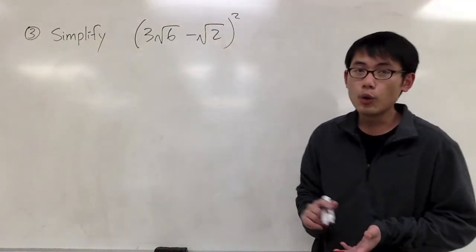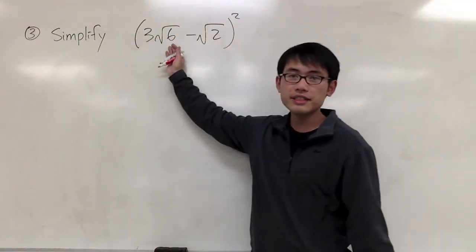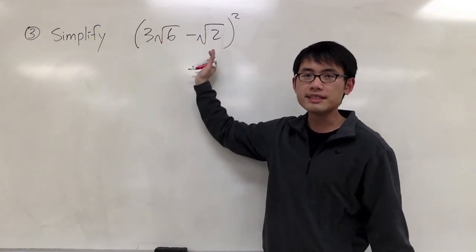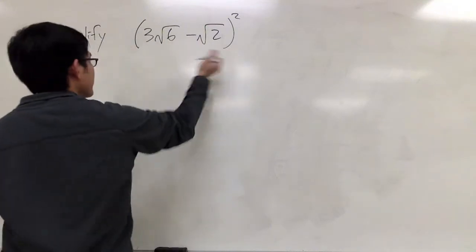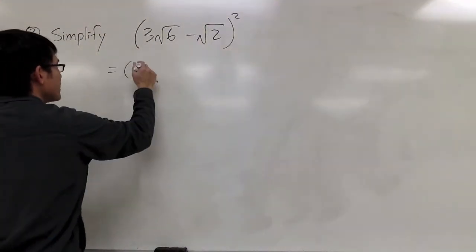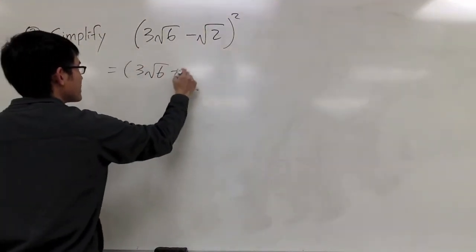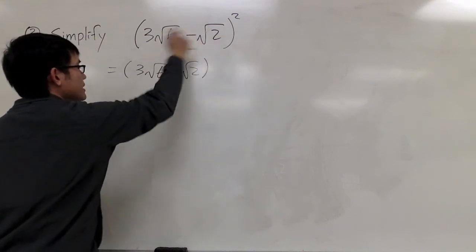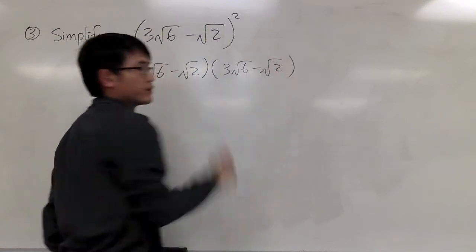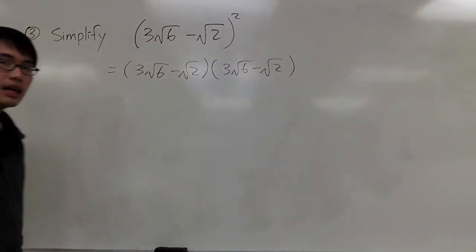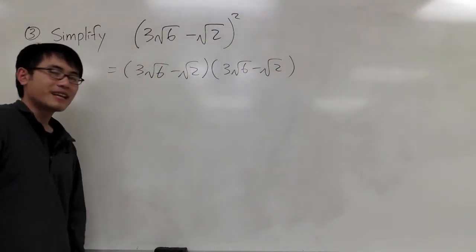For question number 3, we are going to simplify 3 square root of 6 minus square root of 2, whole thing inside squared. So to do this, we're just going to write down this twice. Parentheses, I have 3 square root of 6 minus square root of 2. And another one, 3 square root of 6 minus square root of 2, like that. Then we're just going to multiply this out.